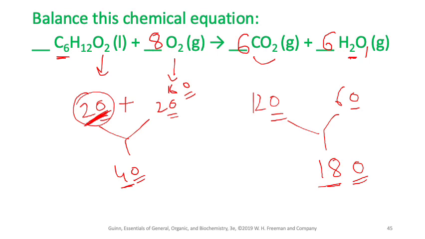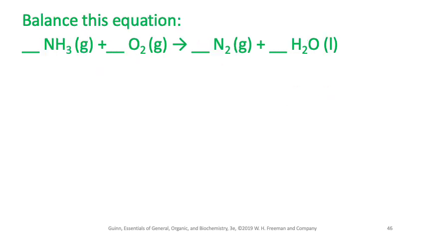So now every atom is balanced. So this is your balanced chemical equation: C6H12O6 with 8 moles of O2 gives you 6 moles of CO2 plus 6 moles of water. Let's try to do one more balancing.